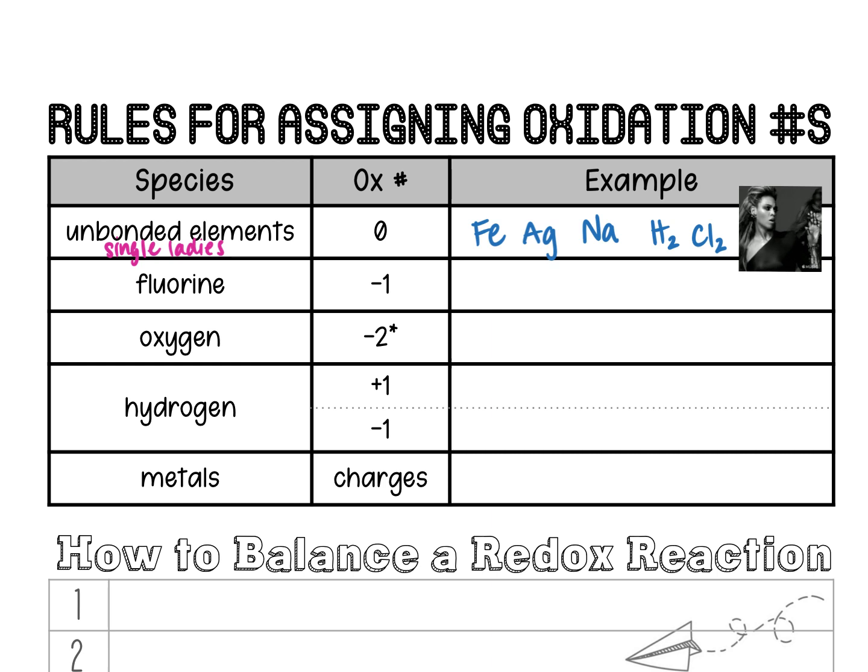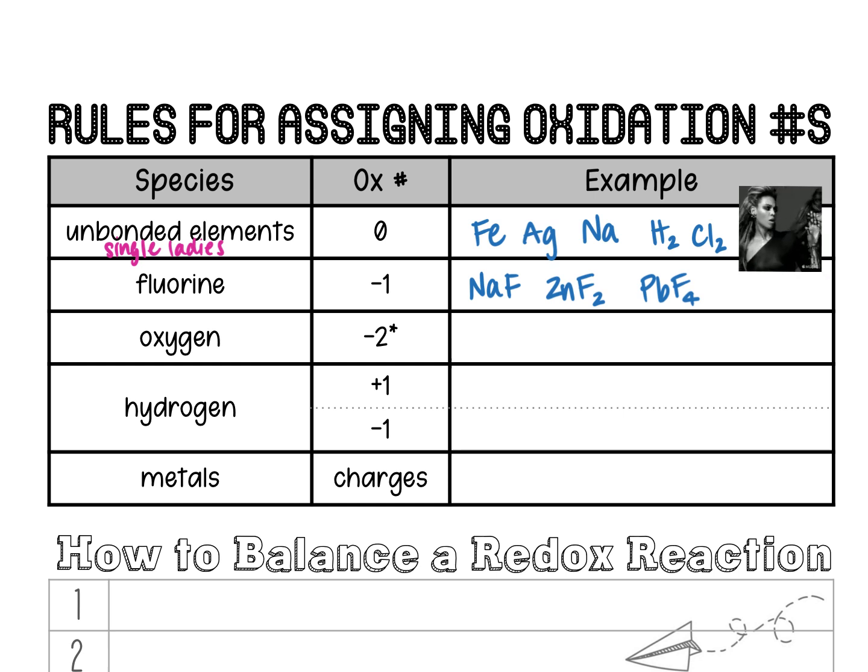Next up on our list here is fluorine. Fluorine has an oxidation number of -1 when it's bonded to other things in compounds such as sodium fluoride, in other compounds such as zinc fluoride or lead fluoride. We'll make that a fancy lead fluoride. We'll call it lead 4 fluoride.